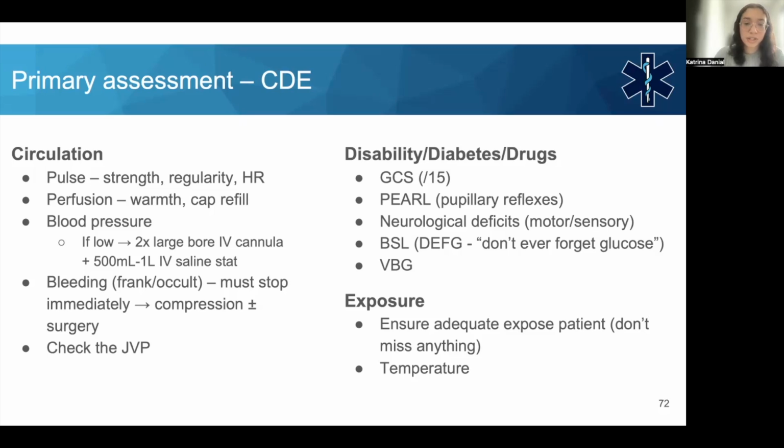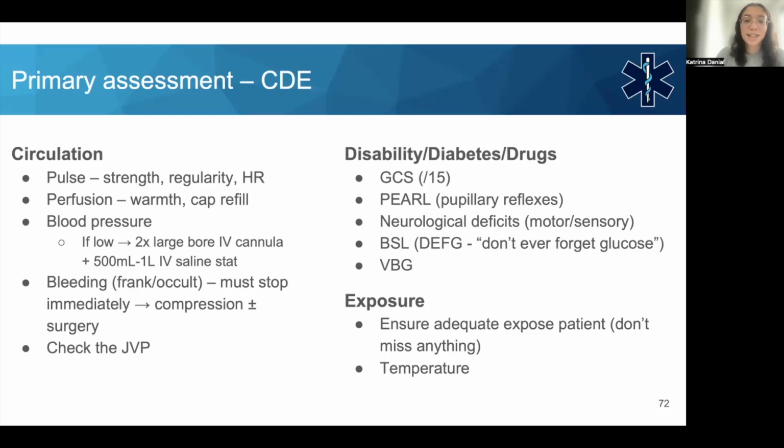You also want to check their pupils. So you flash a light into their eyes and see whether their pupils are equal and reactive to light, which is commonly abbreviated to PEARL. If the patient is awake or is not in cardiac arrest, you can do a neuro exam on them to check for any motor or sensory defect. And of course, DEFG: don't ever forget glucose.